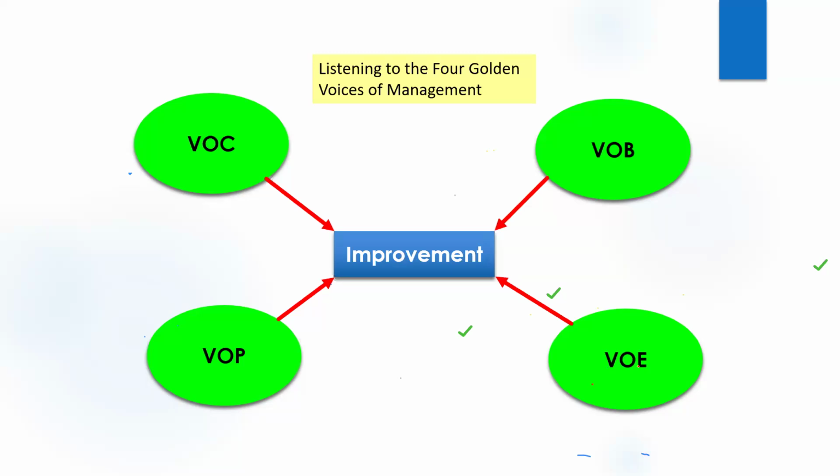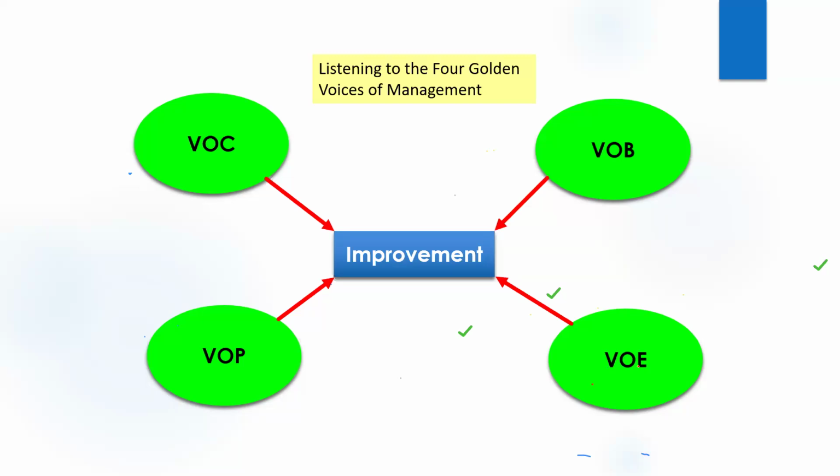So in Toyota, they normally say, we don't build cars. Even though Toyota is a car manufacturing company, most of the time they say we don't build cars. They say we build people and our people build cars. So that voice of employees means we need to develop our employees. We need to listen to their voices.